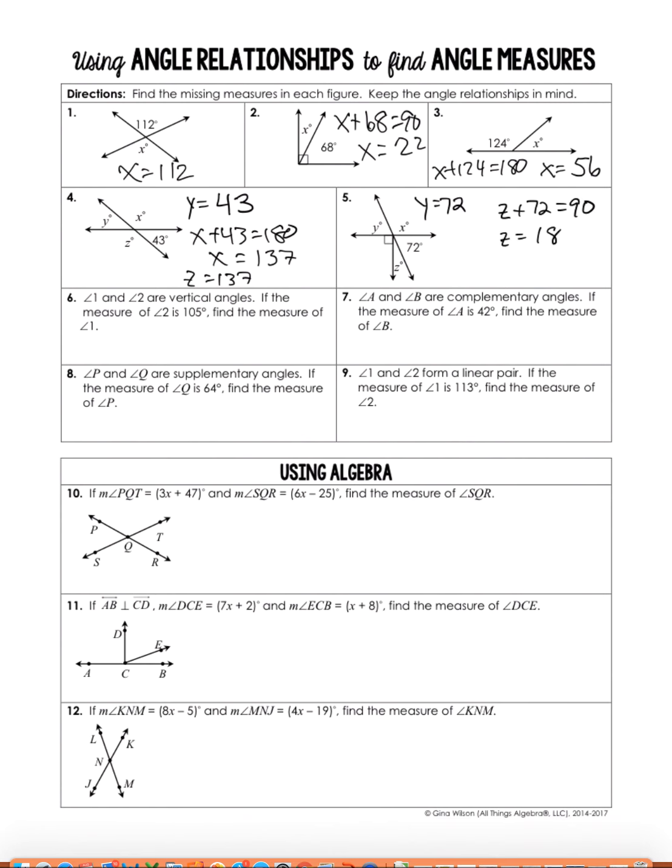And then maybe I notice that x and 72 make a straight line together, so they have to add up to make 180. They have to be supplementary. X plus 72 equals 180. When I subtract 72, I get x equals 108. And you can put degrees on these if you want. Okay, number 6.